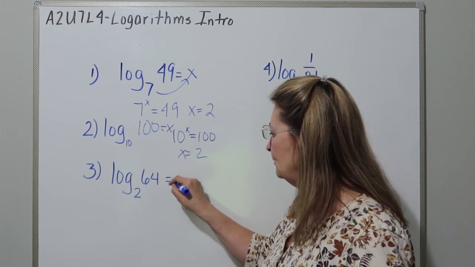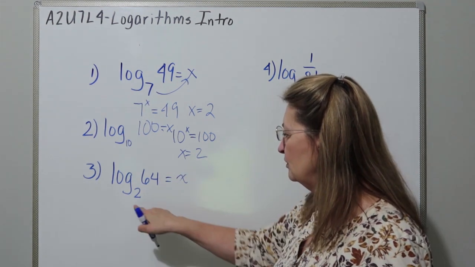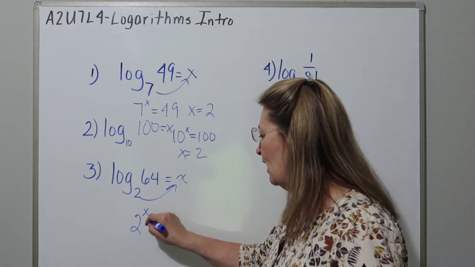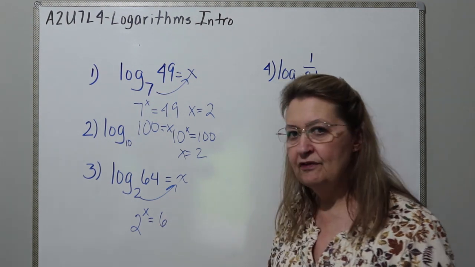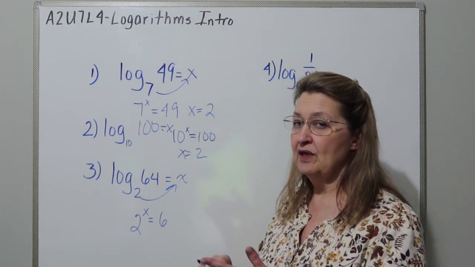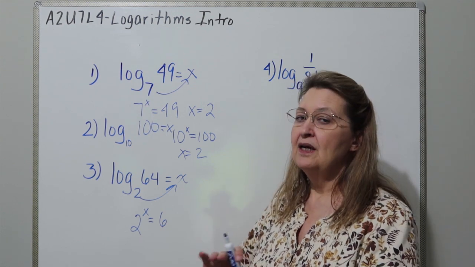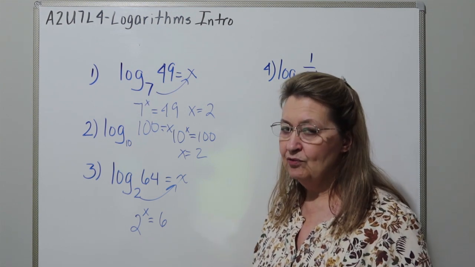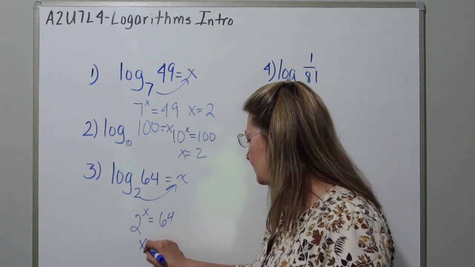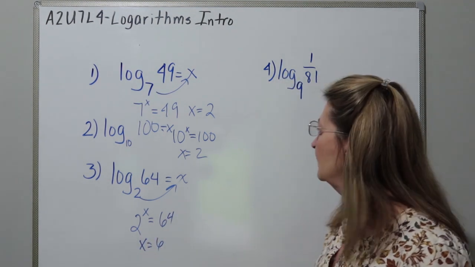Alright, log base 2 of 64. Once again, I'm going to put equals x over here. Now, 2 to the x power equals 64. 2 to the what power is 64? Well, 2 times 2 is 4, times 2 is 8, times 2 is 16, times 2 is 32, times one more time is 64. So x is equal to 6.